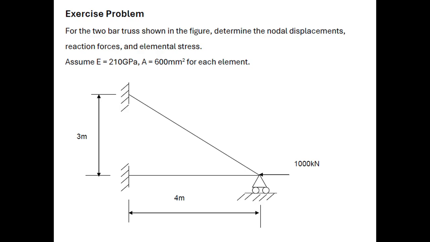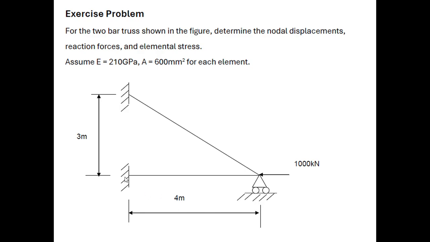So it's an exercise problem. For the 2-bar truss shown in the figure, determine the nodal displacement, reaction forces and elemental stress. Assume Young's modulus as 210 GPa, area is 600 mm square for each element.